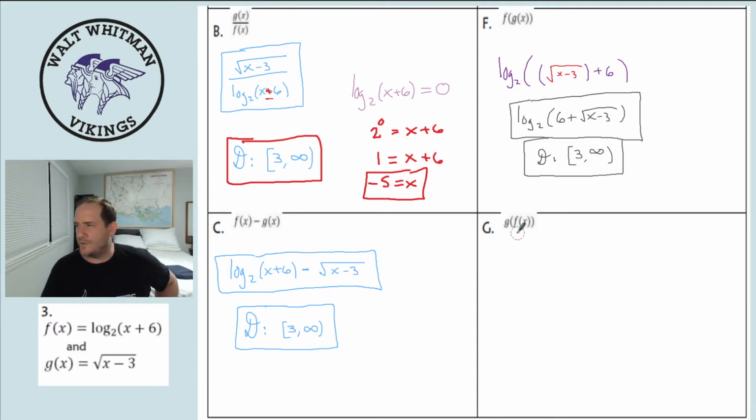All right, what if we compose the other way? Then it's the root x minus 3. That becomes our outer function shell. The inner function is now the log base 2 of x plus 6. And again, there's no way to clean this up. It's just going to be root log base 2 of x plus 6, minus 3. I'm kind of lying, of course.